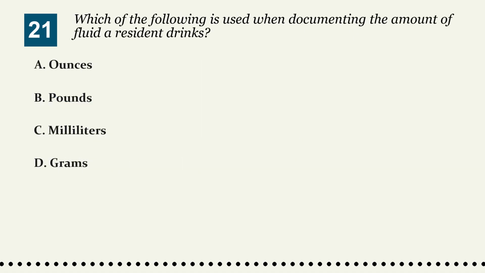Question 21. Which of the following is used when documenting the amount of fluid a resident drinks? Option A, ounces. Option B, pounds. Option C, milliliters. Option D, grams. The correct answer is option C, milliliters.